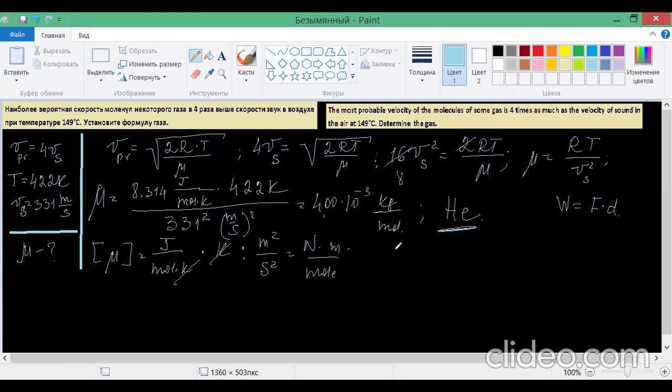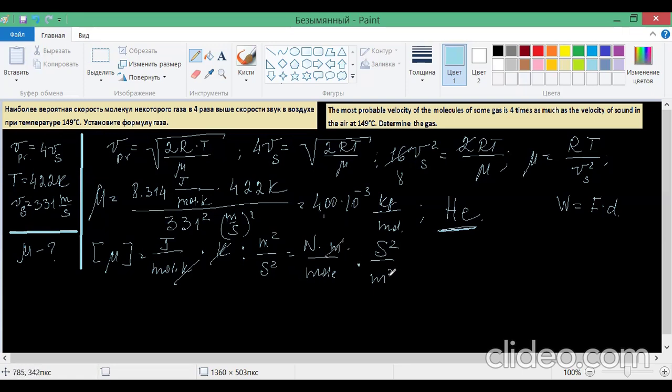Moles, meter squared and second squared. Okay. No, we divide. For that reason, we should put this fraction upward: second squared, meter squared, right? And now instead of division, we write multiplication symbol.